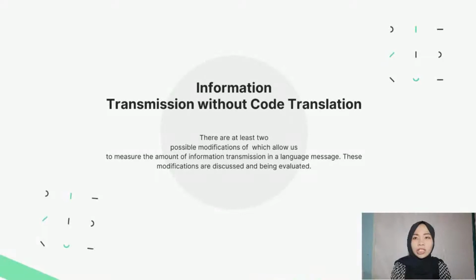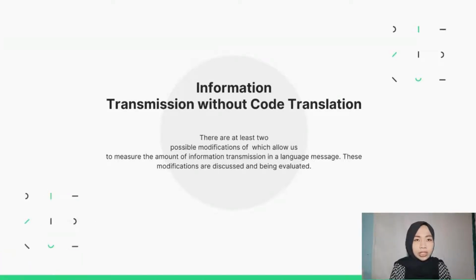One bit of information was defined as the amount of information needed to specify one of two classes of equally probable events. There are at least two possible modifications which allow us to measure the amount of information transmission in a language message. These modifications are discussed and evaluated.